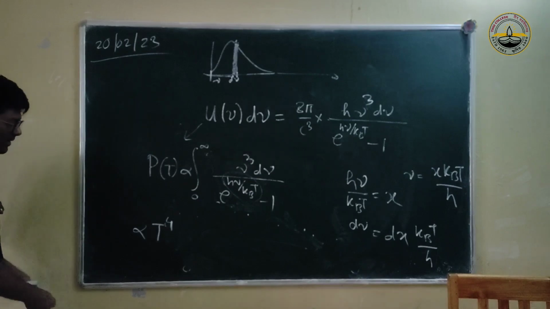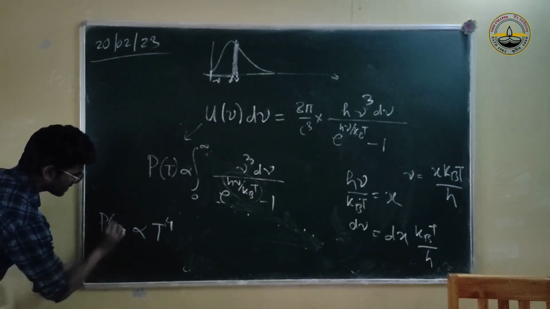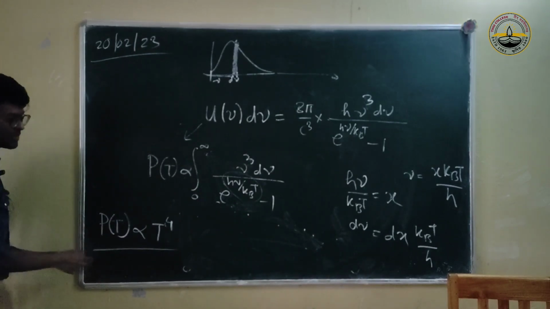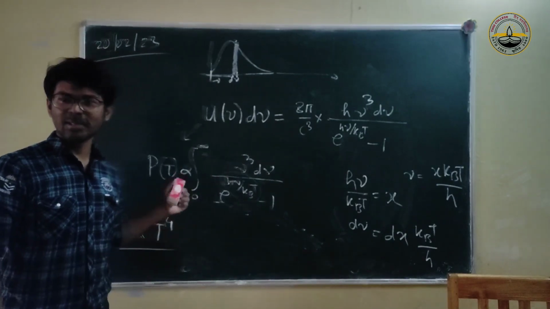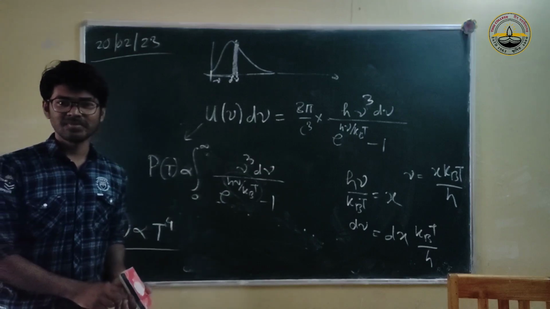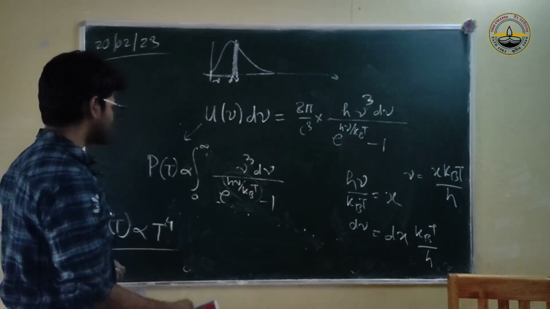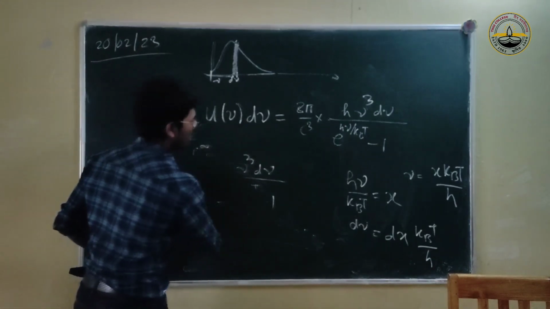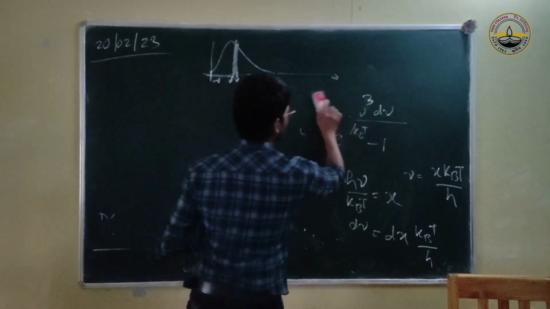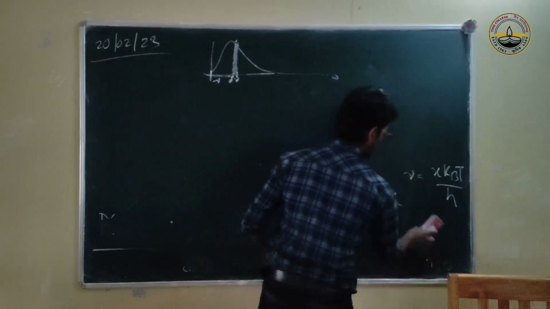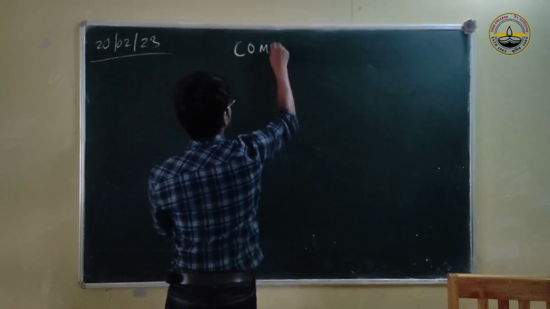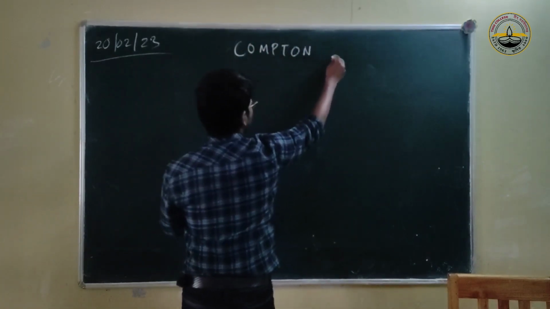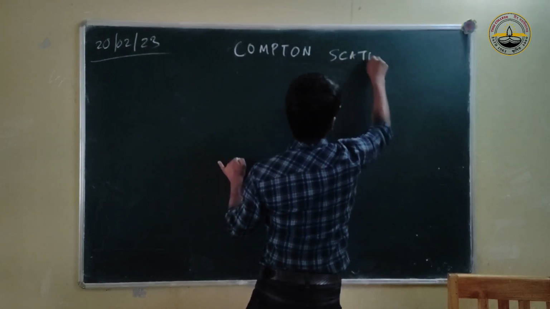What we are left with, this power is proportional to T to the power 4. It has a name, this law. What is the name? Yeah, Stefan-Boltzmann's law. Power radiated of a black body is proportional to the temperature to the power 4. So now we'll do the Compton scattering.